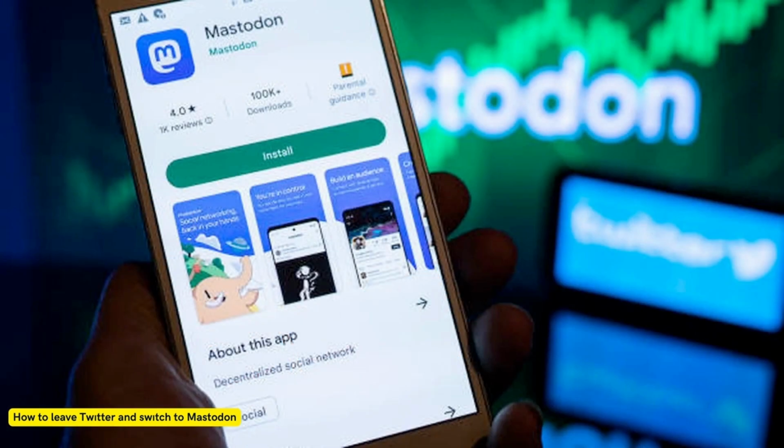Several federated platforms exist today, and they use a protocol called ActivityPub to communicate. The most popular federated platform is Mastodon, and many people looking to move away from Twitter are considering a switch to it. Here's what Twitter users need to know if they're thinking of moving to Mastodon.